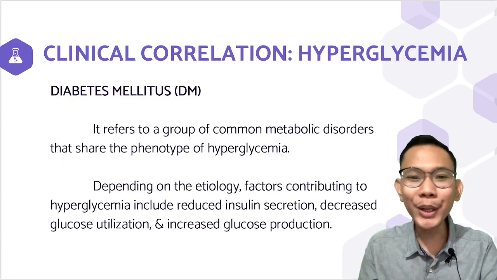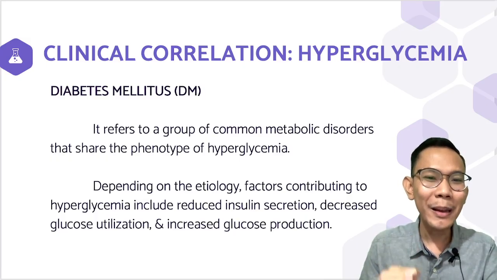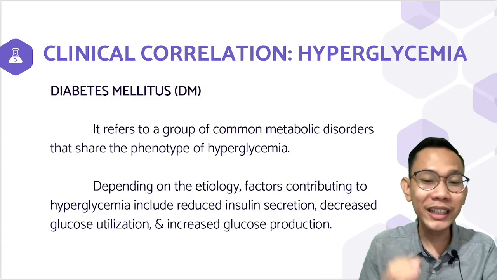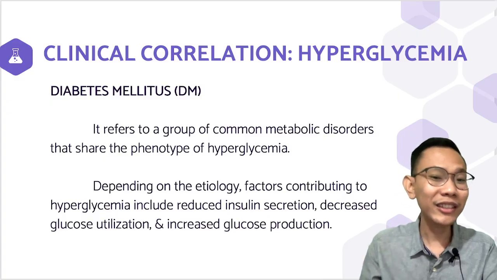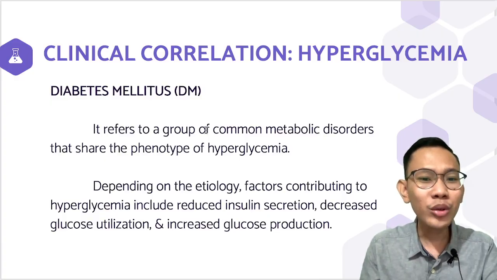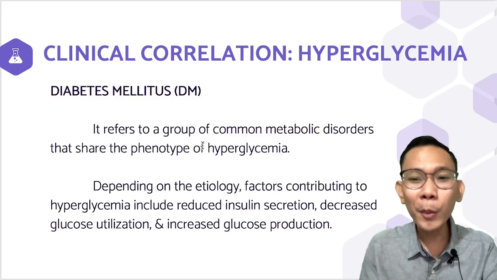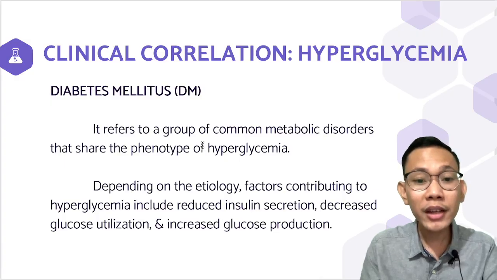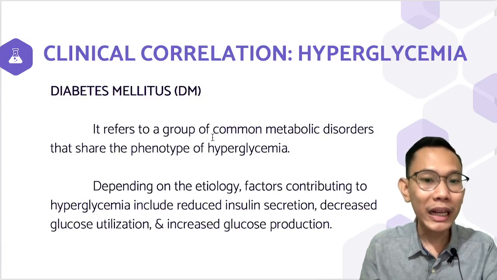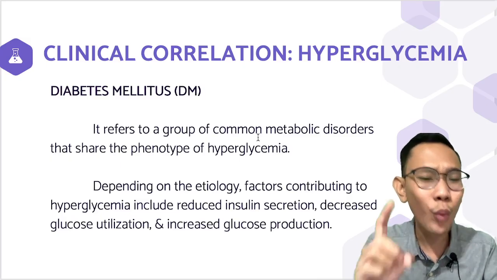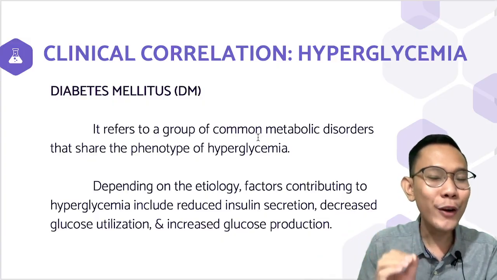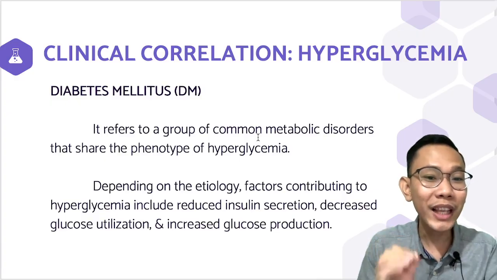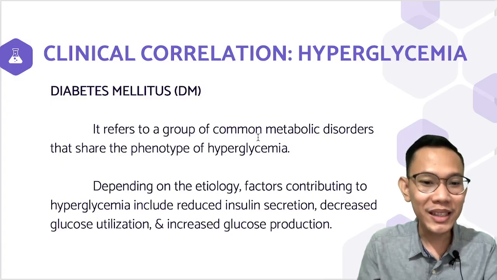Now again, for your hyperglycemia, ito talaga ang pinaka-bulk ng ating discussion in terms of the clinical correlation of your carbohydrates, because ito talaga ang pinaka-common na dapat ninyong malaman. When we say diabetes mellitus, it is not just one disease, but actually it refers to a group of common metabolic disorders that share the phenotype of hyperglycemia. So therefore, diabetes mellitus is not just one disease. It's a group of common metabolic disorders. That's why meron tayong iba't ibang uri or classification ng diabetes mellitus. We will discuss that later.